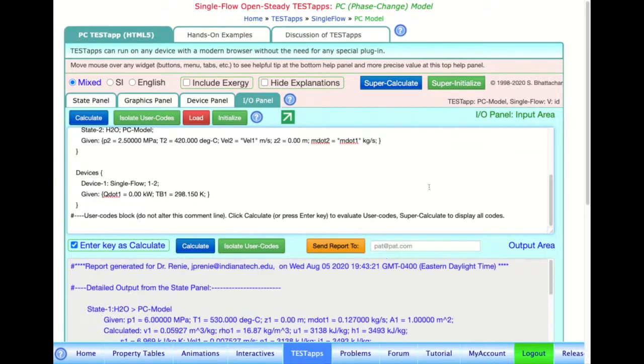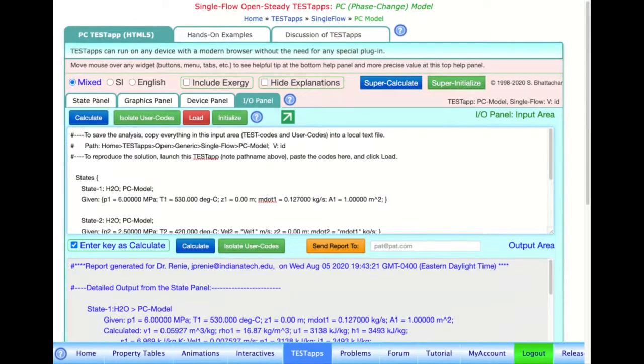And so in the next video, I'll show you how you go about taking this information, cutting and pasting it into the Word file so that you can upload it as a PDF.